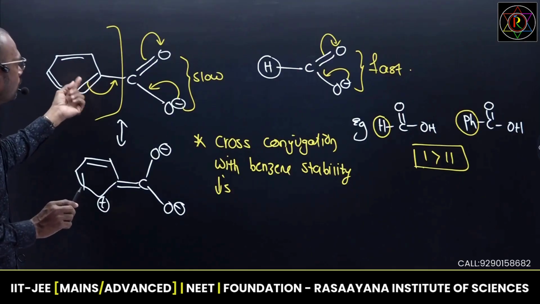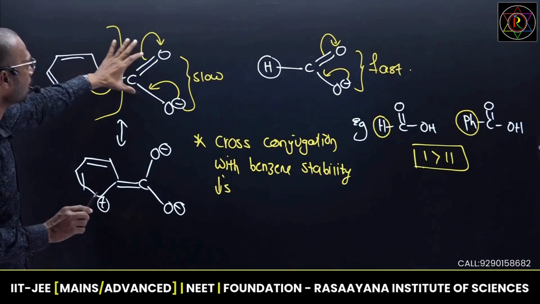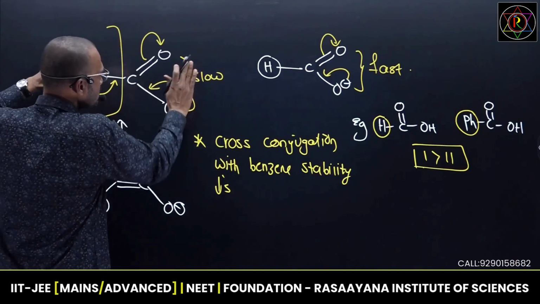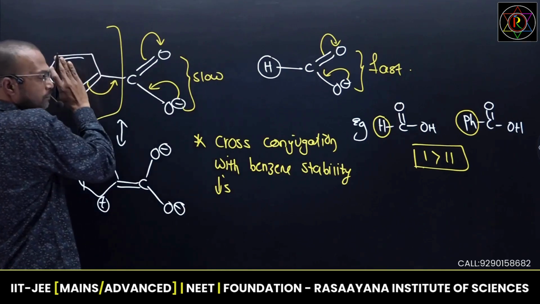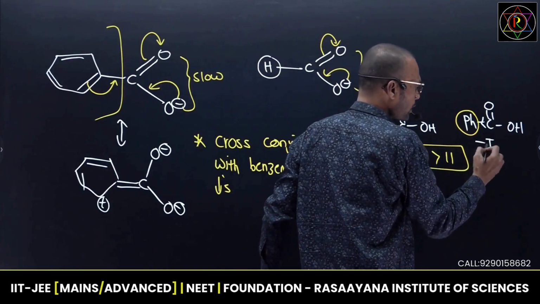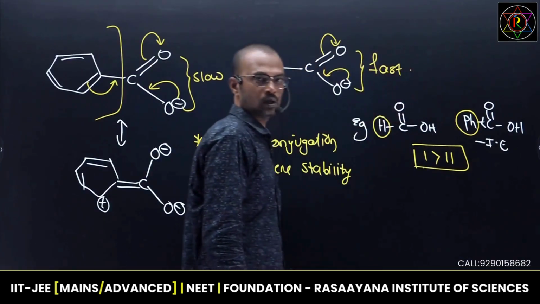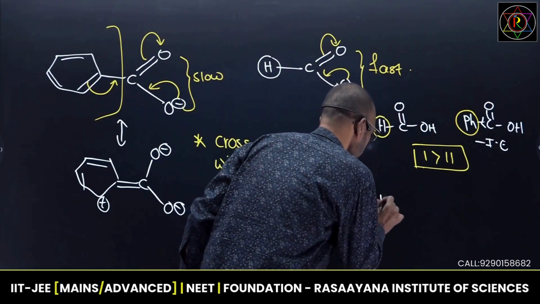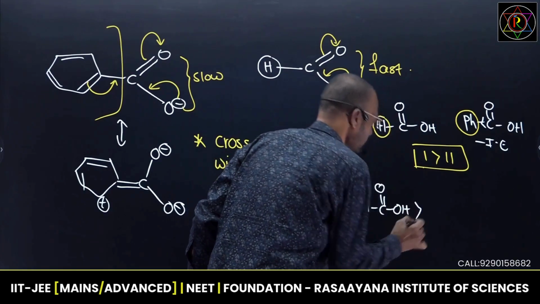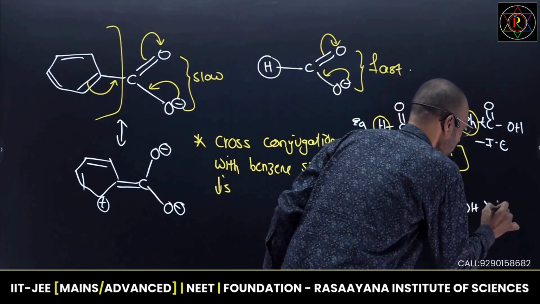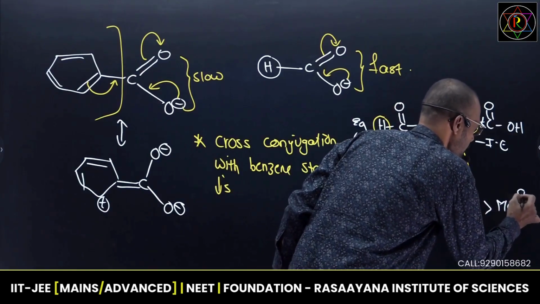So finally, only one conclusion. Benzene and carboxyl want to be involved in resonance back to back. That's why this resonance is partially disturbed by this one. And one more important factor, this benzene also acts as a minus I group. Suppose you compare acidity: formic acid is more acidic than benzoic acid. Benzoic acid is more acidic than acetic acid. This is acetic acid.